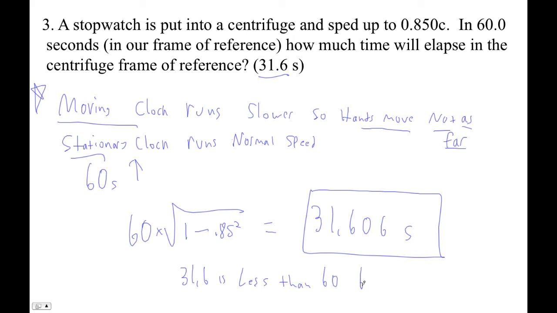Less than 60 because the moving clock ticked slower. Hopefully that won't tick you off. So just reason it through. You know in your heart of hearts what it has to be, and then go from there.